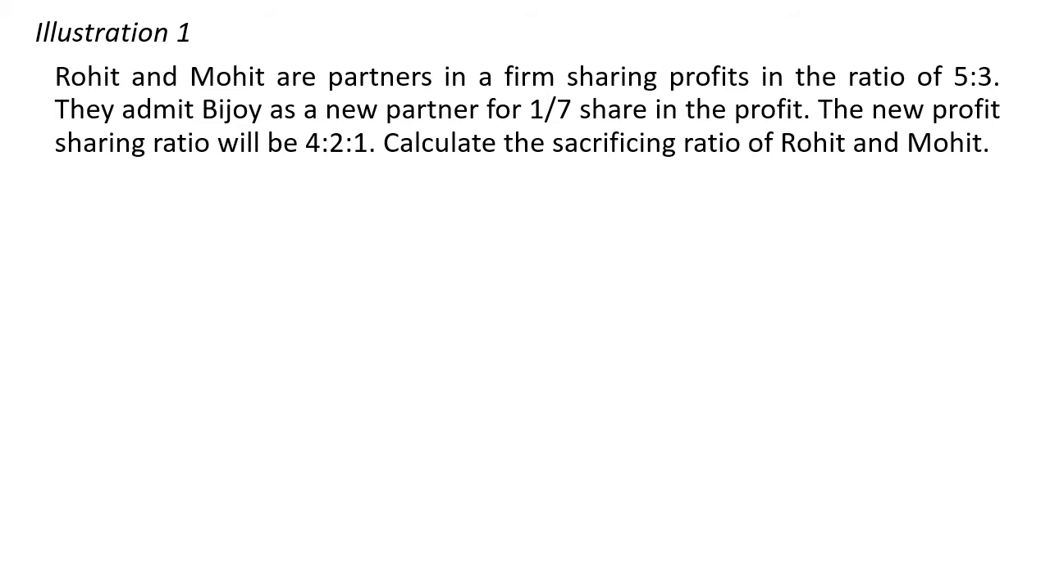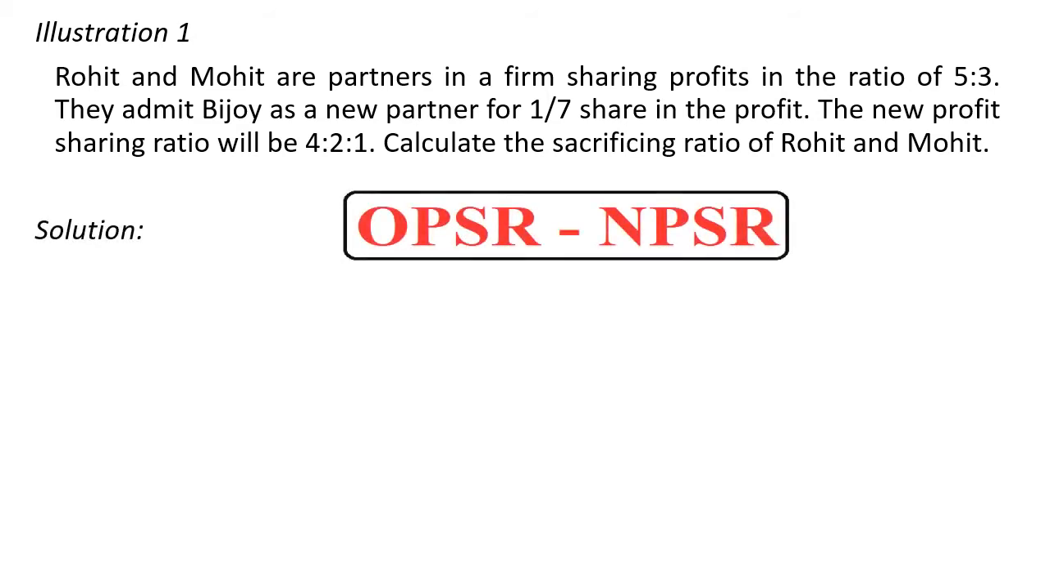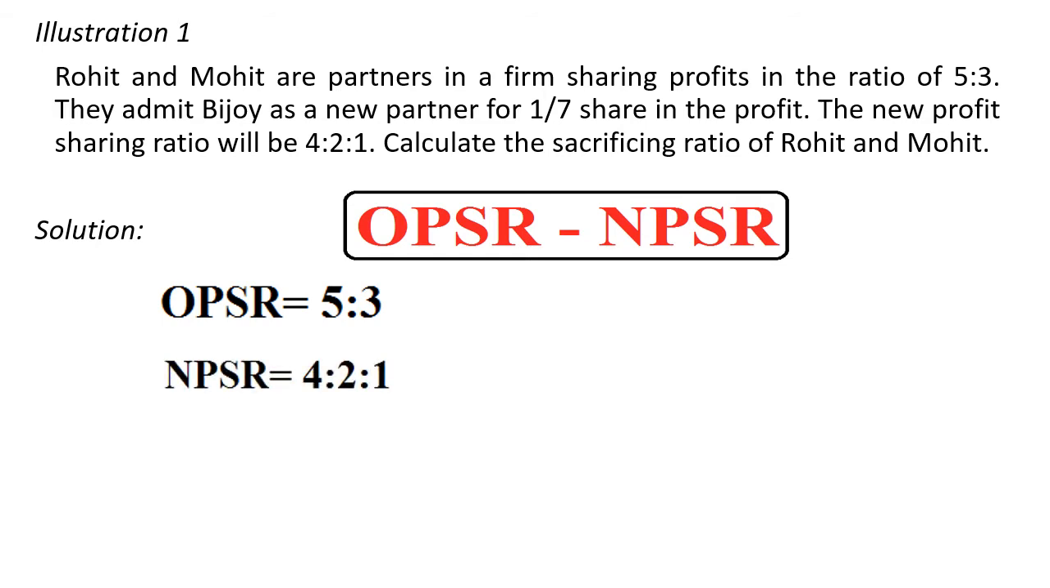So Rohit and Mohit were old partners sharing 5:3. New partner Bijoy has been admitted and will be given 1/7 share. After giving 1/7 share, the new profit sharing ratio of all the three partners, that is Rohit, Mohit and Bijoy, comes to 4:2:1. Then how to calculate sacrificing ratio? The formula is OPSR minus NPSR, where OPSR is 5:3 between Rohit and Mohit, and NPSR is 4:2:1 between Rohit, Mohit and Bijoy.